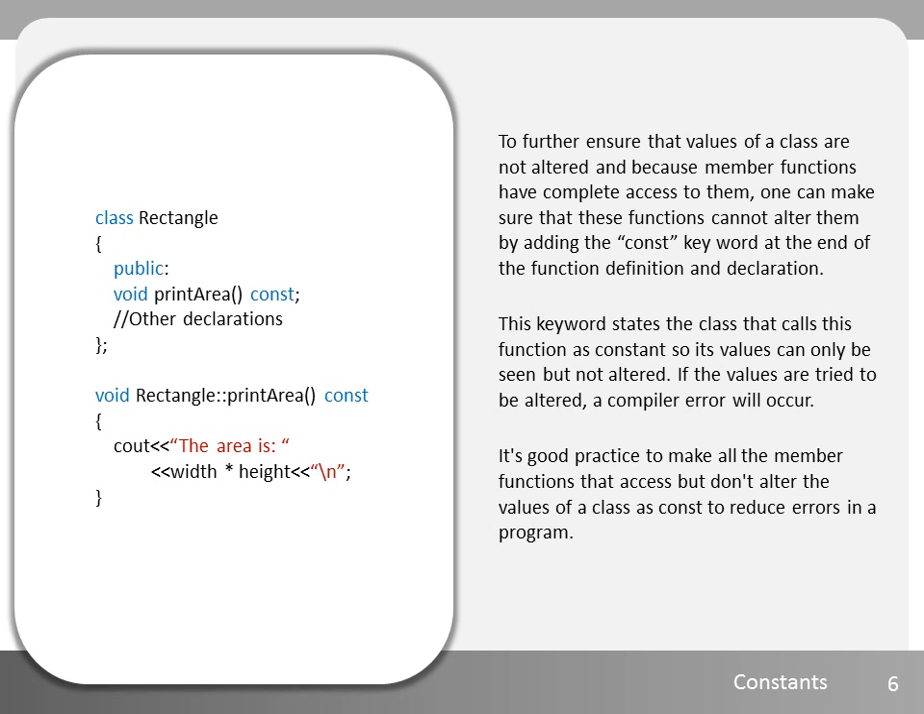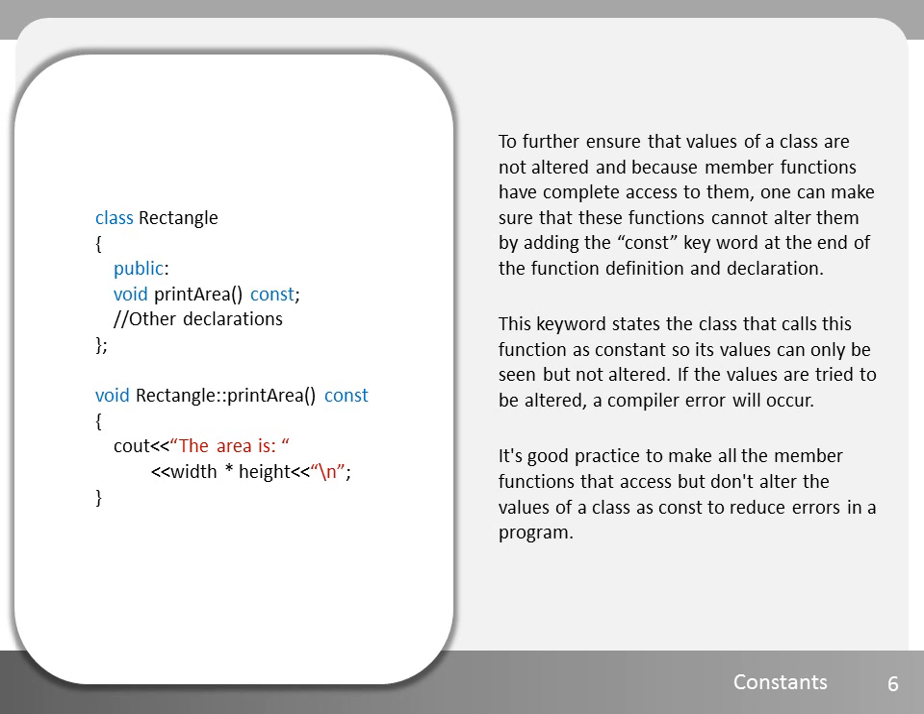You have to be careful when using these functions. As I said before, member functions have full access to an object's attributes. Even when a function is meant only to use but not alter the attributes of the object, it is still possible to do so. To further ensure that values of a class are not altered, and because member functions have complete access to them, one can make sure that these functions cannot alter them by adding the const keyword at the end of the function definition and declaration.